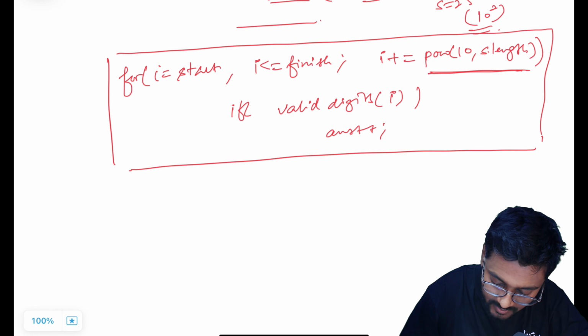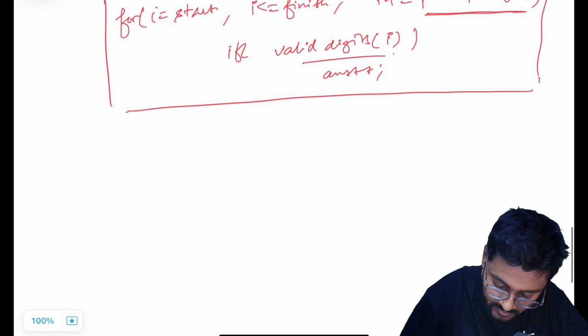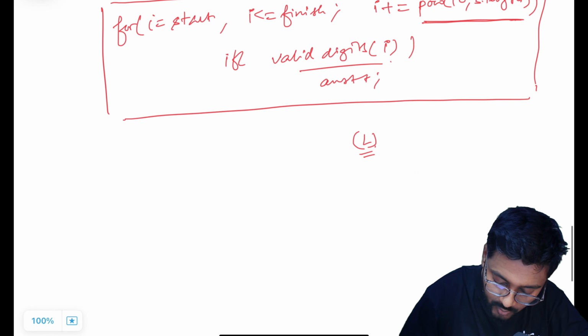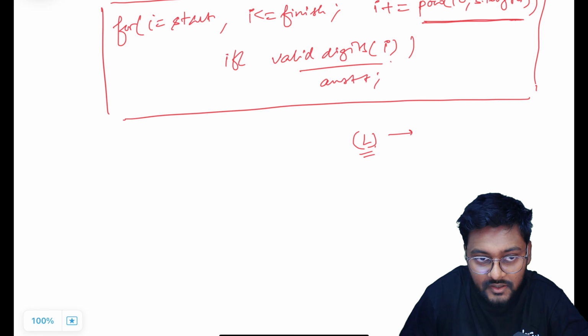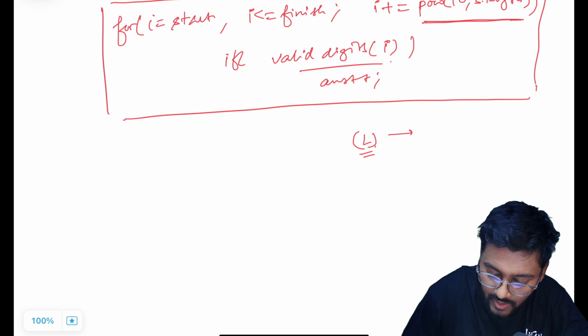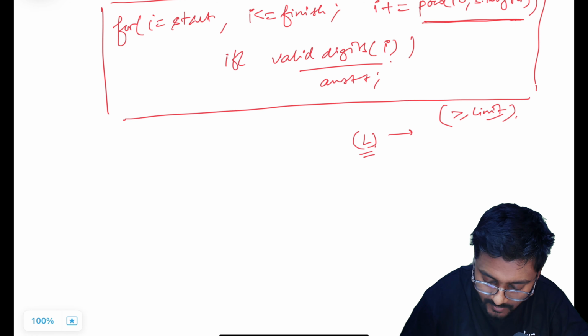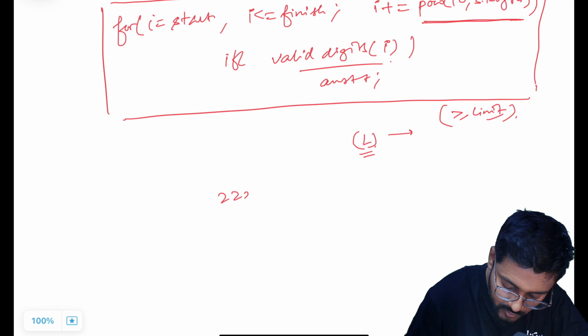So here we maintain the base, and we are maintaining valid digits. So let's say the length of the condition is L. How do we make sure that in this L size string or number every digit is greater than or equal to the limit? Let's say the value of L is 2225.